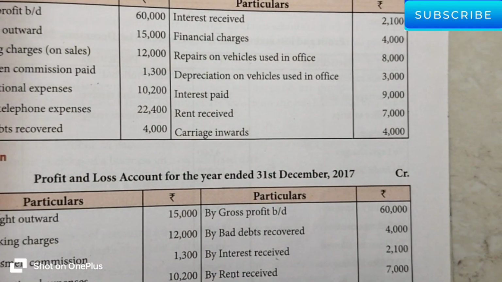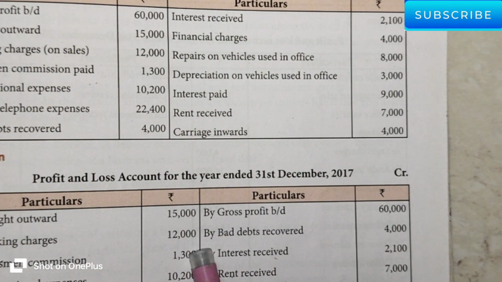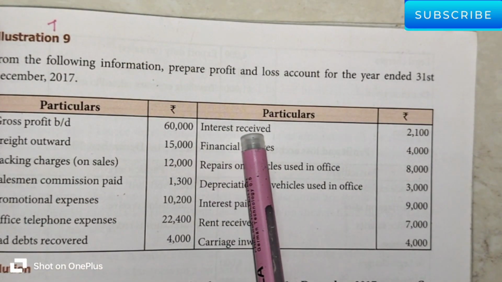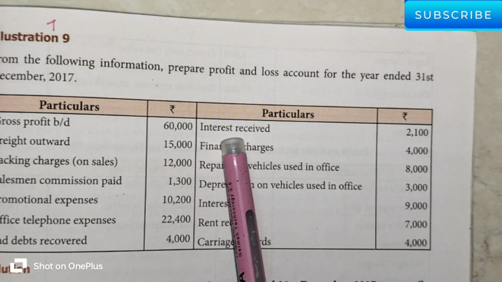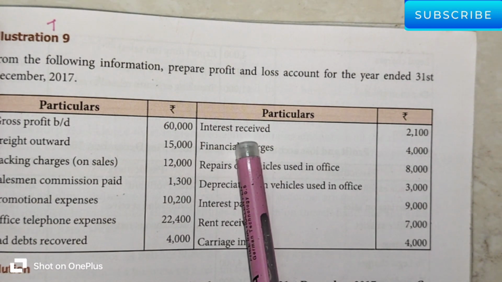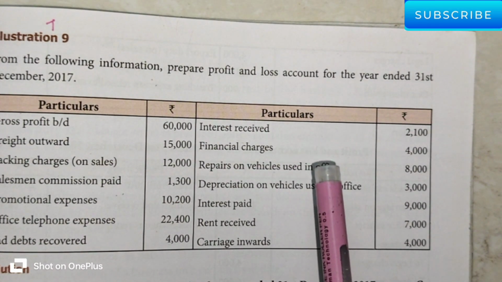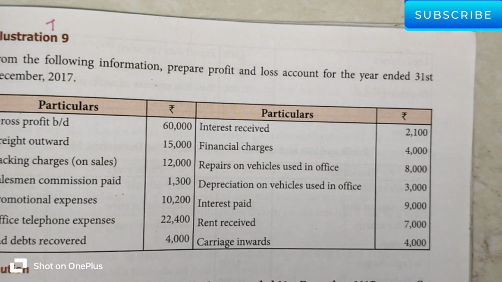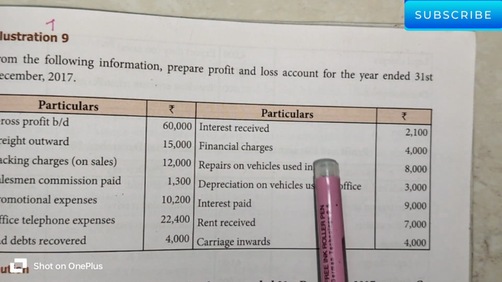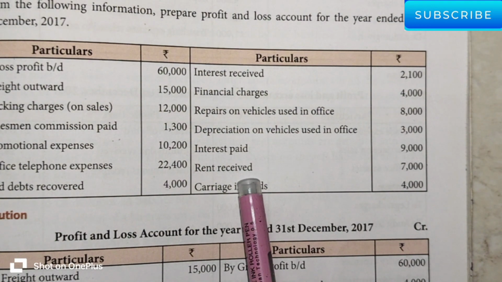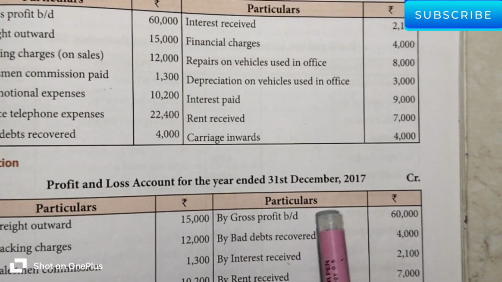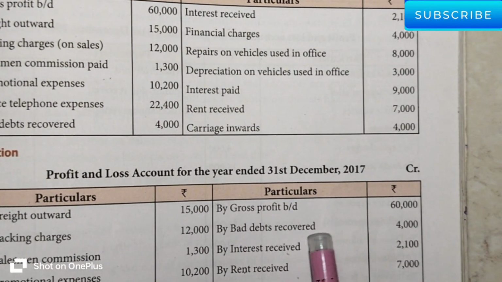Okay, so on the credit side you have to write "By bad debts recovered, 4,000 rupees." Then interest received. Listen, anything received you see in the profit and loss account question, you have to enter on the credit side of the profit and loss account. So interest received and rent received you have to enter on the profit and loss account credit side.